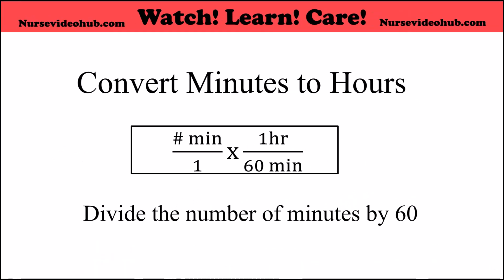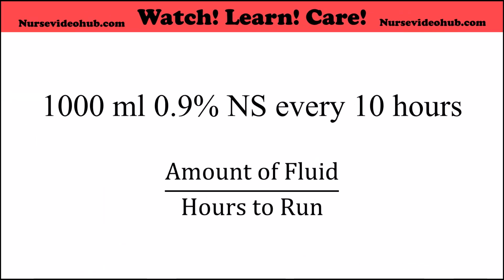If you're working with different units, such as minutes instead of hours, you need to use a conversion factor to change the minutes to hours. The conversion involves multiplying the original number of minutes over 1 by the conversion factor of 1 hour equals 60 minutes. The minutes cancel out, and you divide the number of minutes by 60 to get the number of hours. If the infusion time is given in minutes, you can essentially convert it to hours by dividing by 60. Let's practice some IV pump calculations.